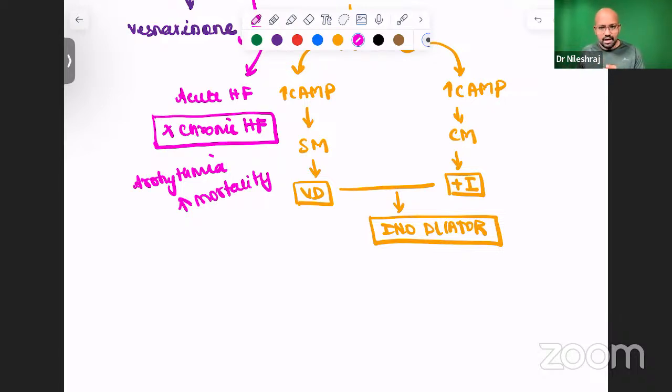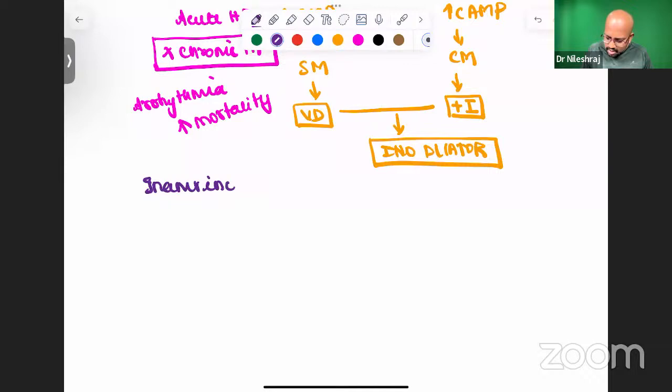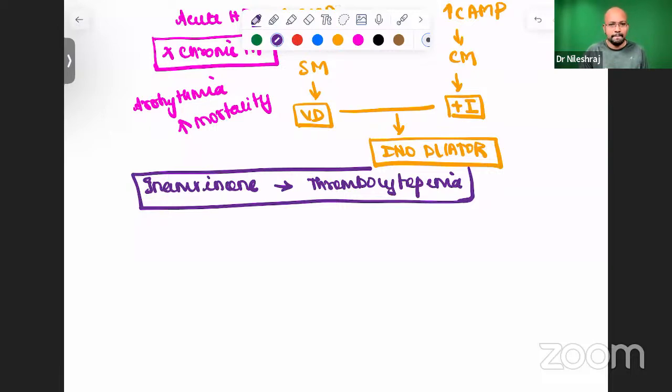We also have enoximone... I'm looking at the options. Enoximone was used previously, but now it is not used because it is associated with very severe thrombocytopenia. That's why we don't use it. We only have milrinone and vesnarinone.